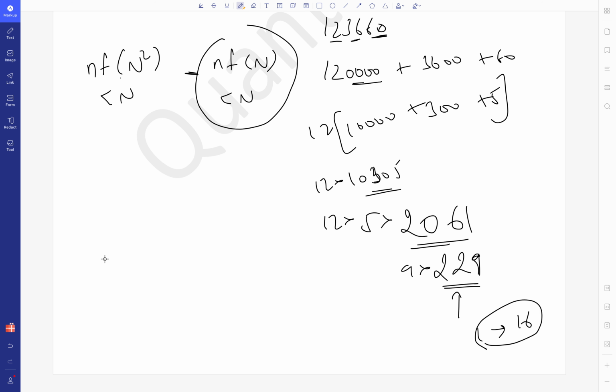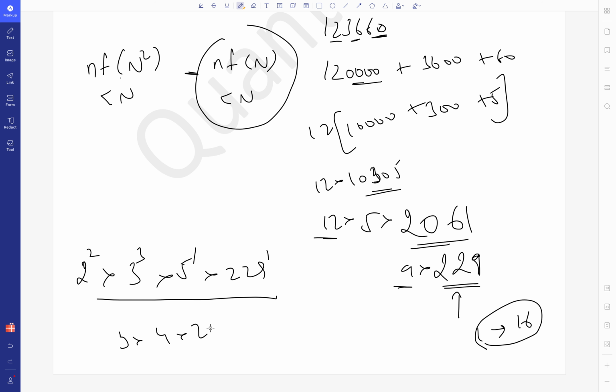So what is the prime factorization of the given number? 12 is 2 square into 3. So we get 2 square, 3, and this is 3 square. So we get 3 cube. We get 5 raised to power 1, and then we get 229. Okay, this is the prime factorization of the given number. 2 square, 3 cube, 5, 229 raised to power 1. What is the number of factors of this? We have 3 multiplied by 4 multiplied by 2 multiplied by 2. Basic formula. 3 multiplied by 4, 12 multiplied by 4, 48. 48 is the number of factors.